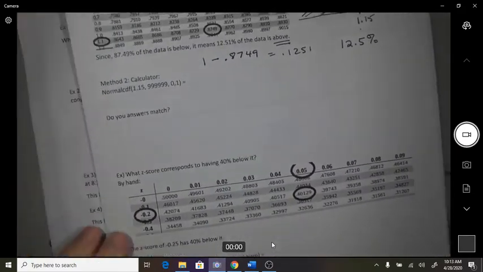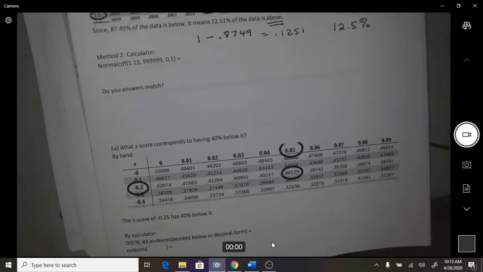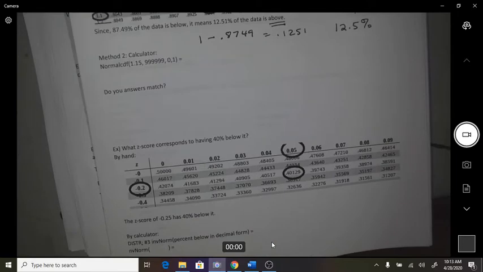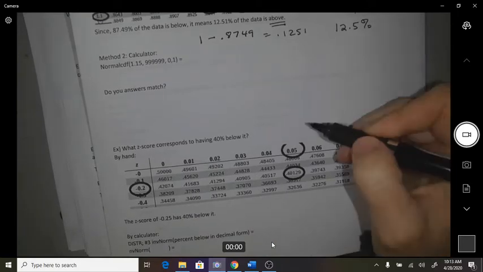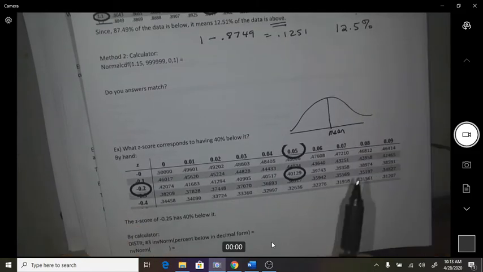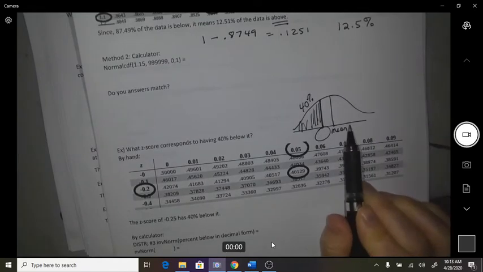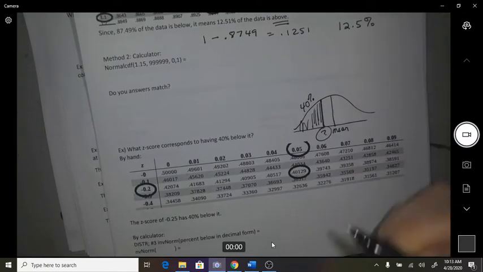Okay, next, so we're going to go backwards now. What z-score corresponds to having 40% below it? So now, this time, you're looking for, in your chart, how much has 40% below it. So when you have your mean, 50% is below you. So to say something that you have 40% below you, I know that my z-score is going to be over here, right? It's not going to be over here because this is going to be over halfway. So this is what we're trying to find.